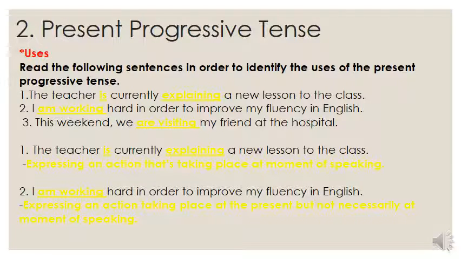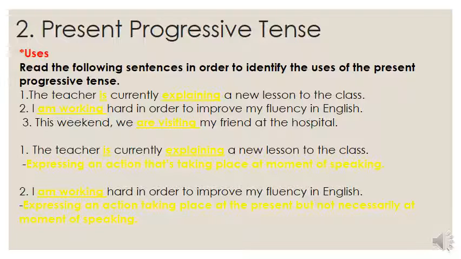Now we move to the second part, which is the present progressive tense. In present progressive, let's read the sentences and see what the uses are. The teacher is currently explaining a new lesson to the class. Is currently explaining means is explaining now. I am working hard in order to improve my fluency in English. I am working in the meantime, nowadays.